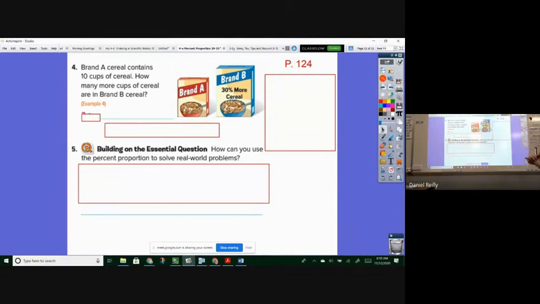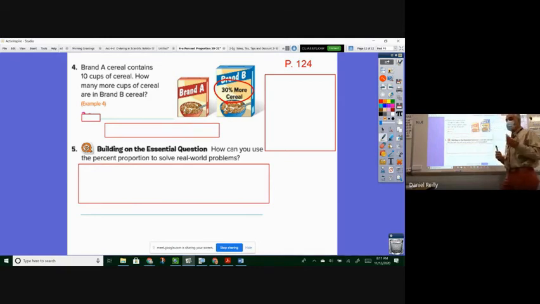Brand A cereal contains 10 cups of cereal. How many more cups of cereal are there in brand B? Well, geez, it doesn't tell you anything about brand B in the problem over here. But you look at the picture, it says that brand B has 30% more cereal. Okay, so that means it's 30% more than this. So the question is, what is 30% of the brand A amount of cereal?